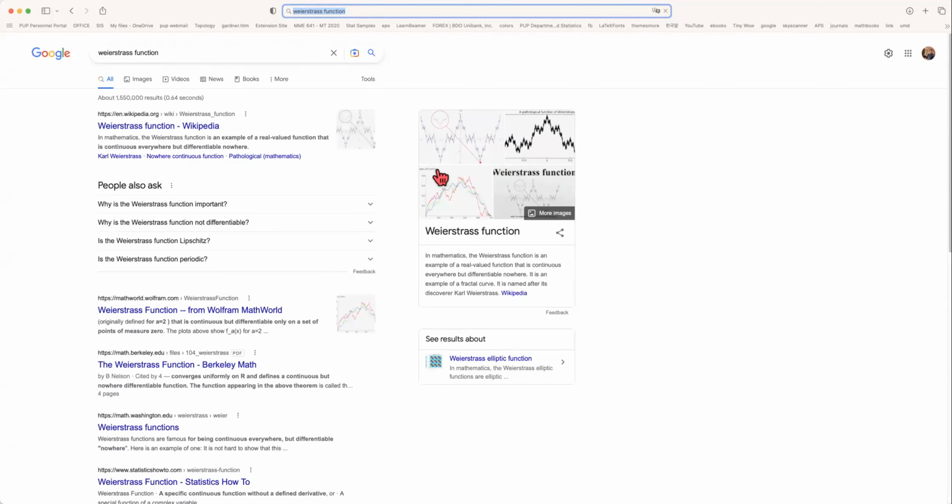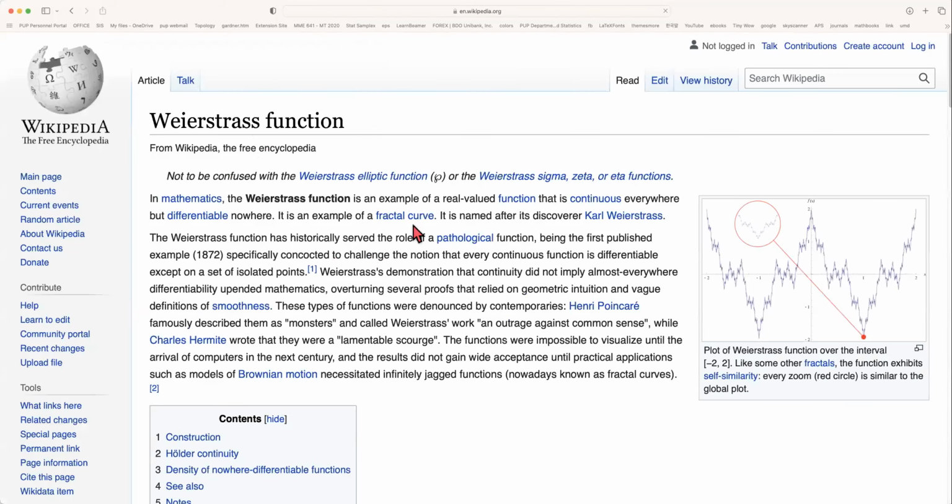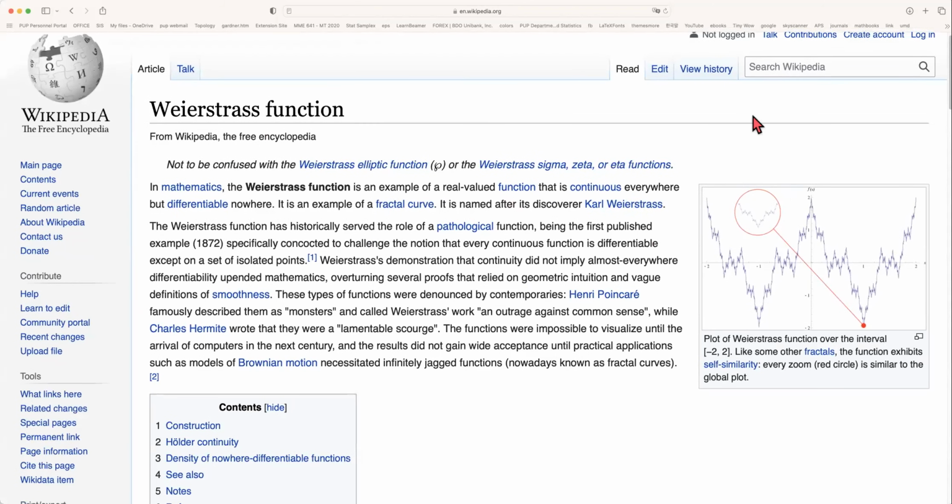Yan. If you try to look at the Weierstrass function, Wikipedia na lang tayo, sige. I think this is quite reliable naman kahit papaano. Ang Weierstrass function, ganyan yung itsura ng graph niya. Nakikita niyo yung graph niya on the right. Kung babasahin niyo yung kanyang description, it's an example of a real valued function that is continuous everywhere but nowhere differentiable. It's a fractal curve.